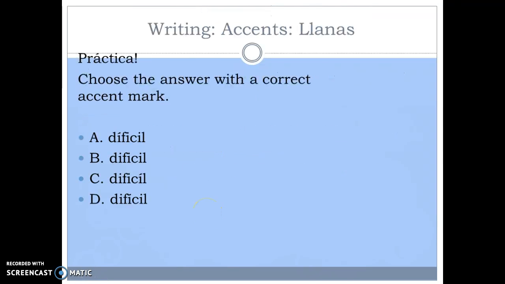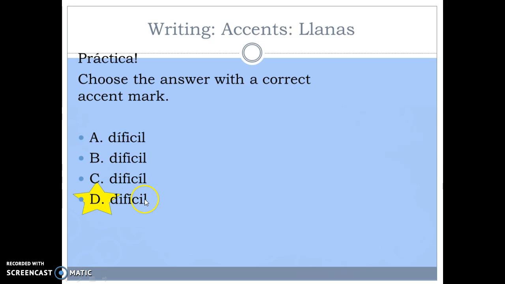Práctica. Choose the answer with a correct accent mark. Difícil, difícil, difícil, difícil. If you chose D, you are correct.